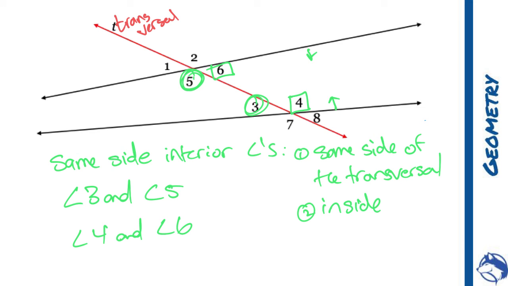Real quick, some people are going to think, well, what about same side exterior? Though this could be a relationship, say if I chose 7 and 1, that could be a relationship, but this is not one that we are going to focus on, and there are some reasons as to why that is. The ones that we're looking at have special relationships when dealing with parallel lines, and that's what we're going to work up into.